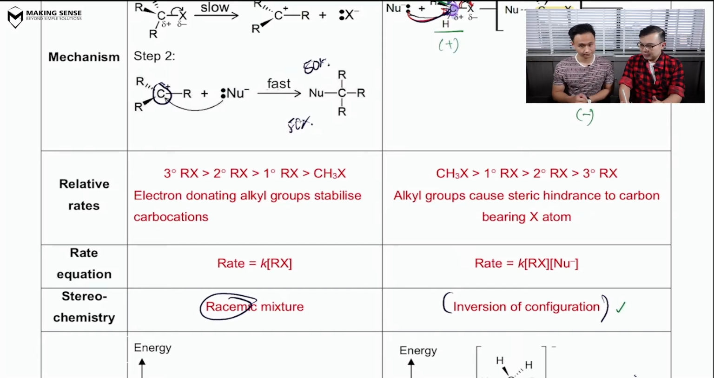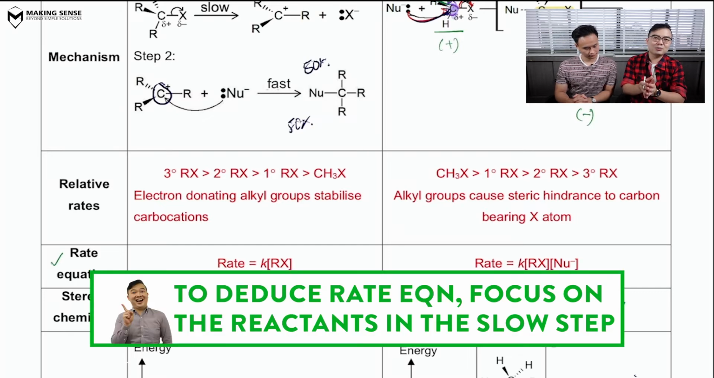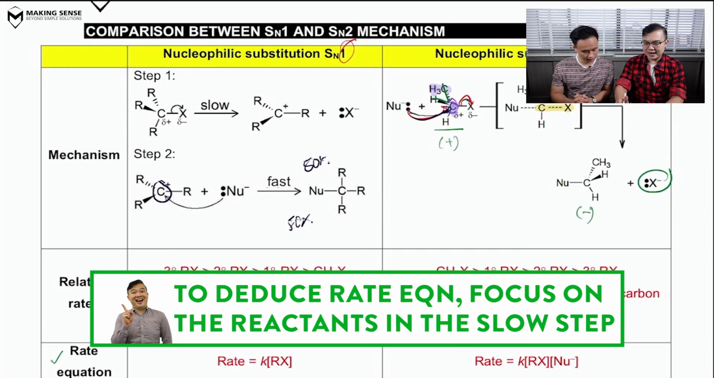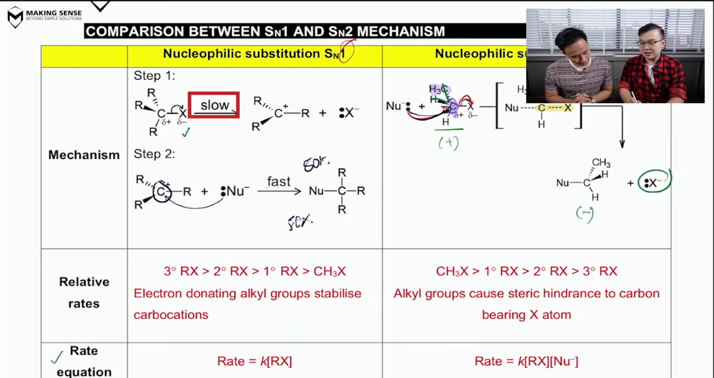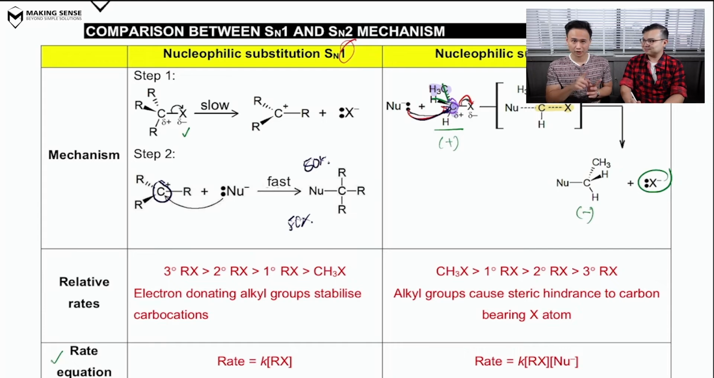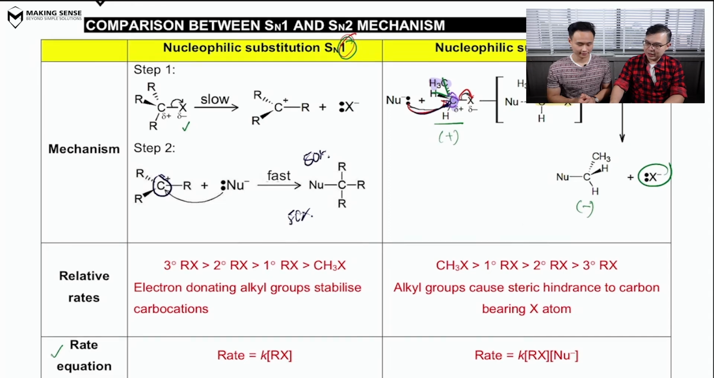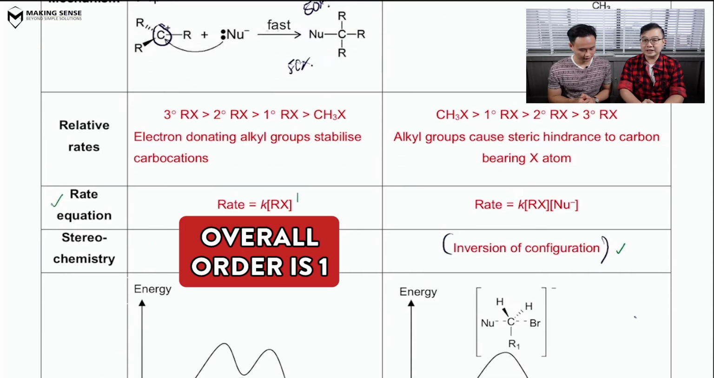Now, let me bring you through the last difference between SN1 and SN2, which has to do with the rate equation. I'm asking you to go back to kinetics, to recall that in order to deduce a rate equation, we always look at the stoichiometry of the reactants in the slow step. In the context of SN1, the slow step only uses one reactant. So what do you think the overall order of the reaction will be? One molecule in the slow step, overall order one. That's right. So it corresponds to SN1, and more importantly, the rate equation overall order is 1 as well.